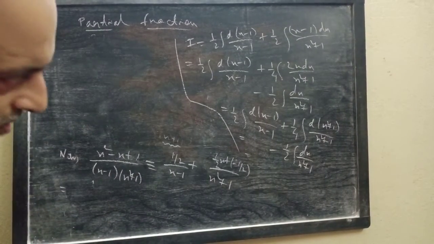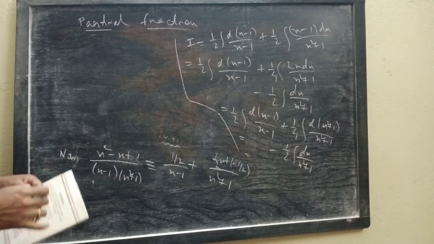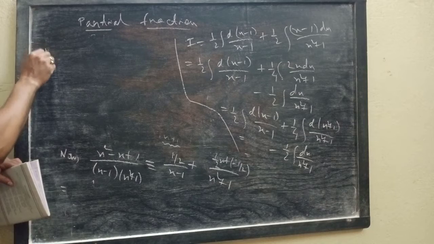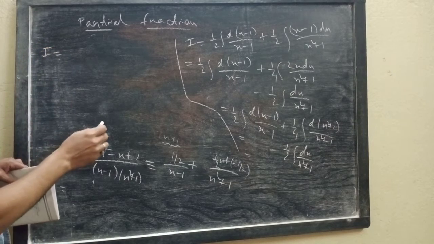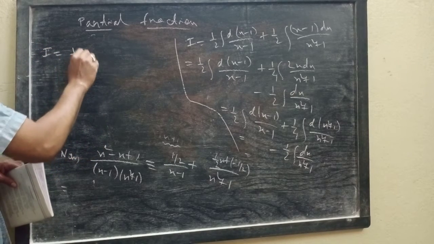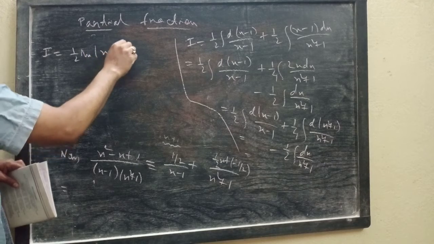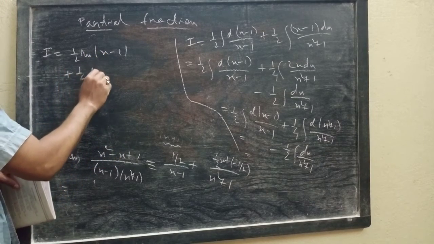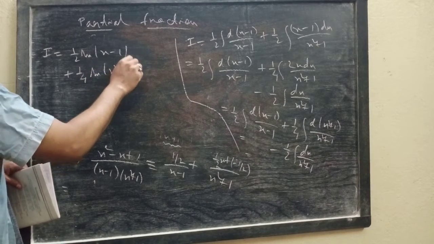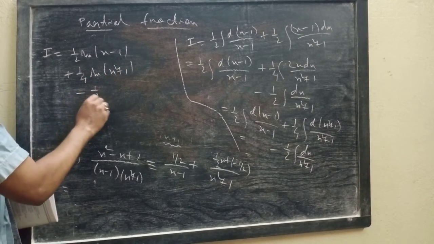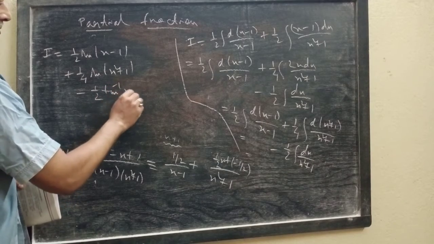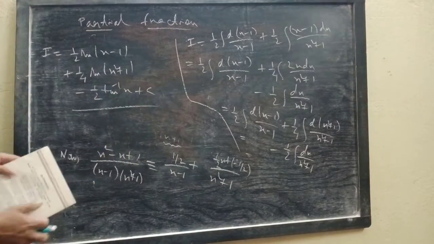Now your answer will be I equals to half ln of mod of x minus 1, plus 1 by 4 ln of mod of x square plus 1, minus half tan inverse of x plus c. This is your answer.